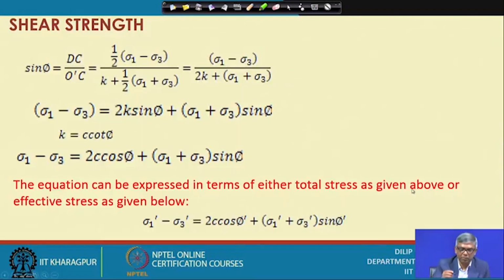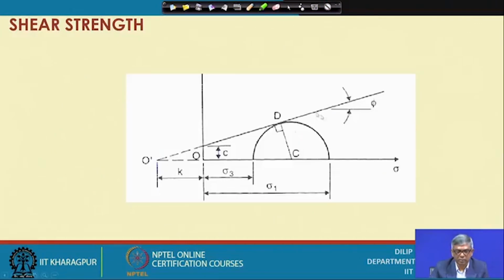You can see now that sin phi, if I consider this angle, is phi, and this angle is phi.